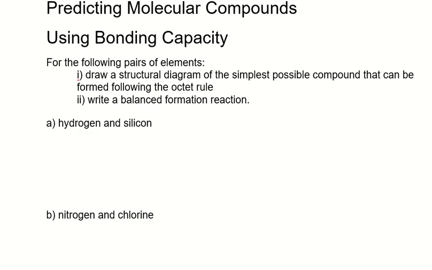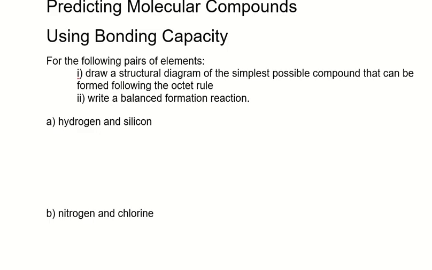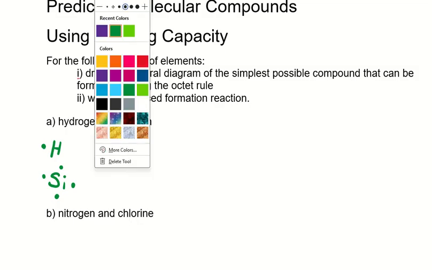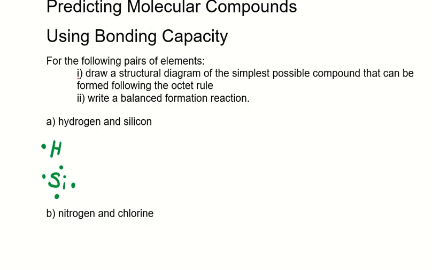So looking at our first example here, we have hydrogen and silicon. First we need to look at what bonding capacity they each have. Hydrogen, remember, is in group 1, and if you don't remember, always look in your periodic table. Silicon is in group 14, so it has 4 valence electrons. Hydrogen has a bonding capacity of 1, and silicon has a bonding capacity of 4.